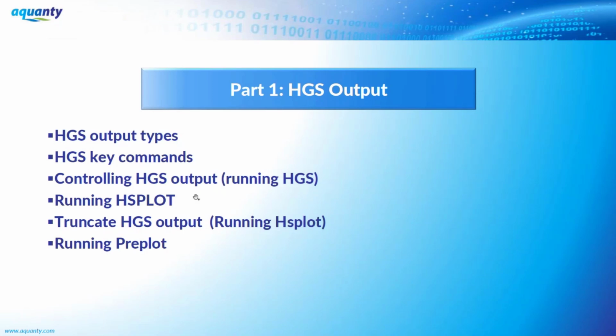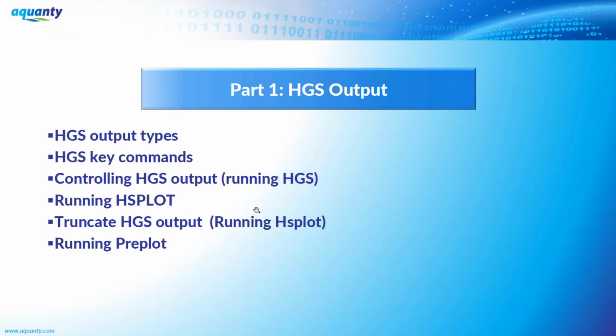So if you are not familiar with HGS, HGS has 3 steps when you run. You have something called grok, which is a preprocessor that reads your input file and writes it in a way that HGS can read. Then you have HGS, which is the solver, which reads that and gives you the outputs. And the third part is something called Hsplot, and Hsplot will read HGS output and write it in a format that Tecplot can read.